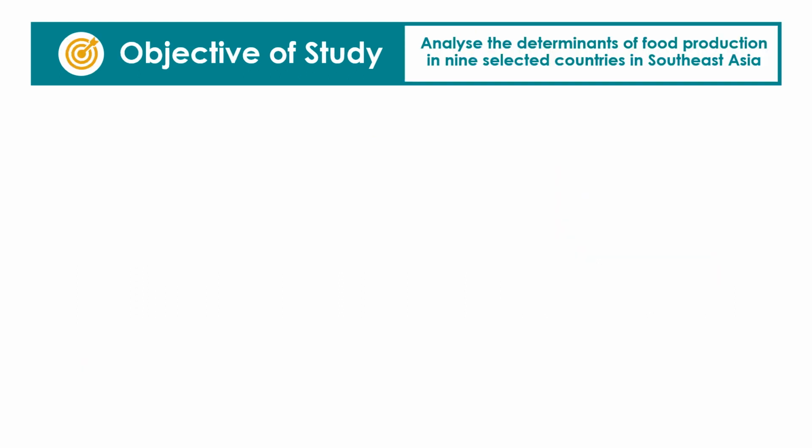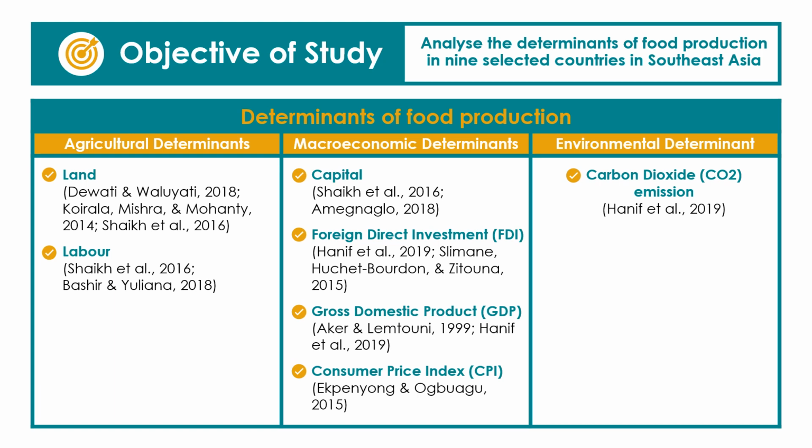The objective of this study is therefore to analyze the determinants of food production in 9 selected countries in Southeast Asia. The determinants of food production analyzed in this study are based on the findings of previous studies. These determinants are categorized into 3, which are agricultural determinants, consisting of land and labor, macroeconomic determinants, comprising of capital, foreign direct investment (FDI), gross domestic product (GDP), and consumer price index (CPI), as well as environmental determinant, namely carbon dioxide or CO2 emission.